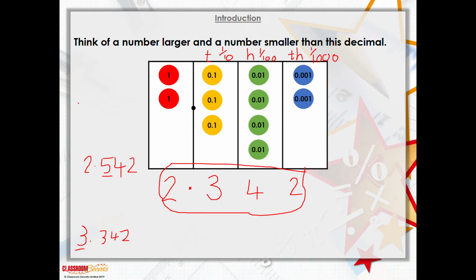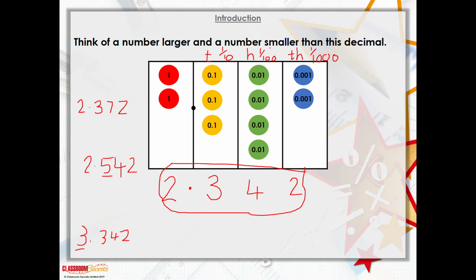We could have kept the 2.3 and changed the four in the hundredths column to a seven, for example. So don't overcomplicate things. If you're ever asked to do anything like this, think about it. How would you normally make a number larger? Well, you'd increase some of the parts to it. Maybe try and make it a little bit easier for yourself and just change one thing, unless it asks you to change more than one.